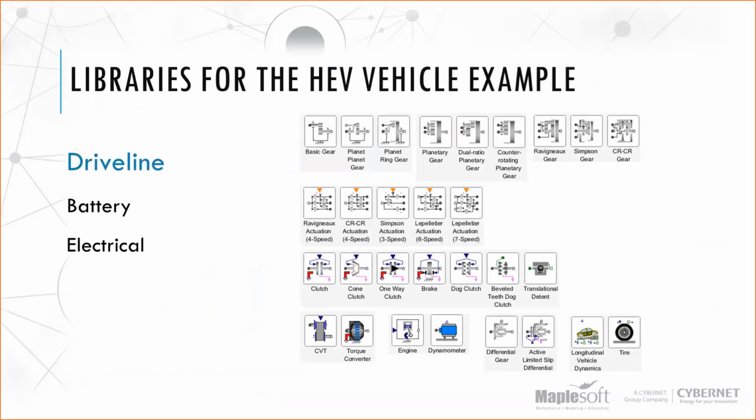So a few libraries relevant to today's example. The Driveline library has components to model all the way from basic gears to planetary gear sets and actuating the clutches for these gear sets. A few types of clutches, brakes, CVT transmission, engine, differential gears, and components for modeling longitudinal vehicle dynamics.